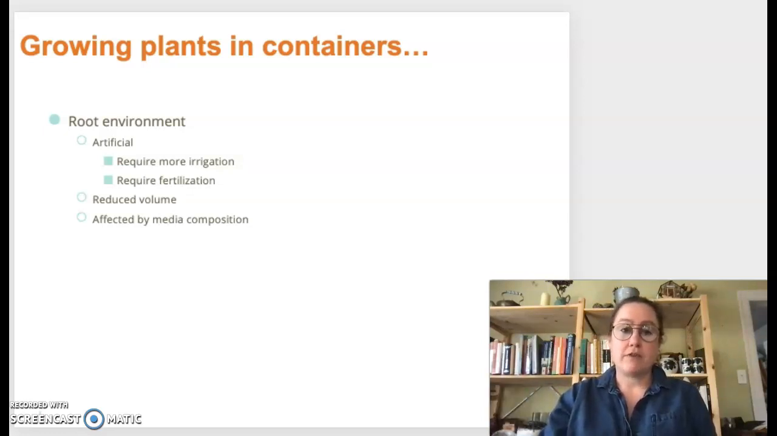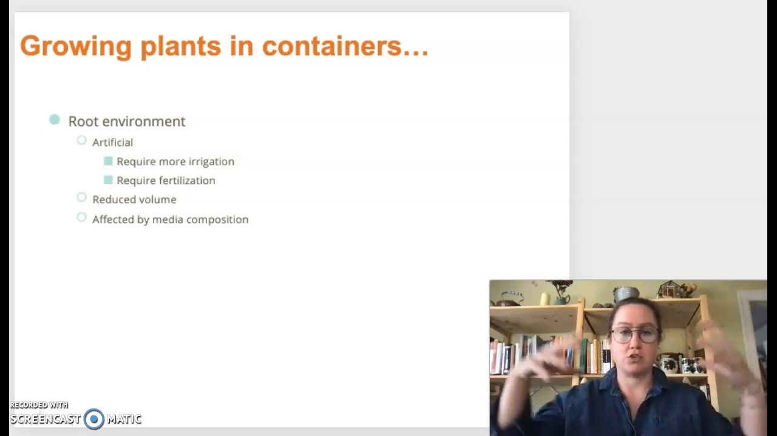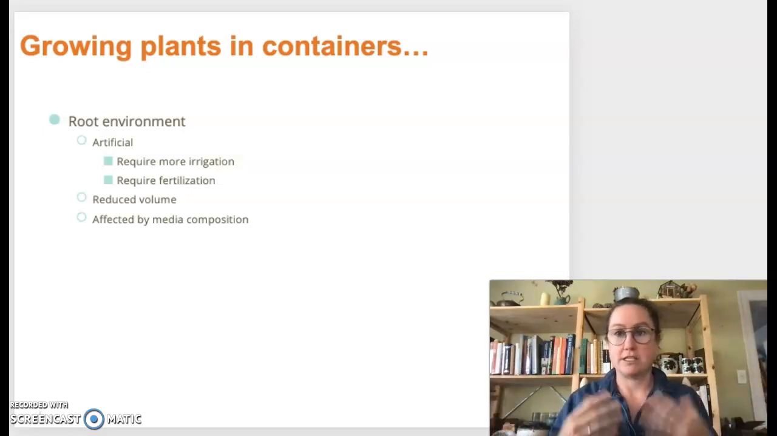So thinking about the root environment, we're remembering that it's artificial. Therefore, your plants, your roots, will require more irrigation, more moisture than they would out in the field. It's a much smaller environment. They can't draw on the soil around them. All they have is what is in their container. They require fertilization way more often than plants in the field for the same reasons. They don't have much to draw from. The space is a reduced volume, and it's affected by the composition of the media. And this is what we'll be focusing on for a lot of this class.